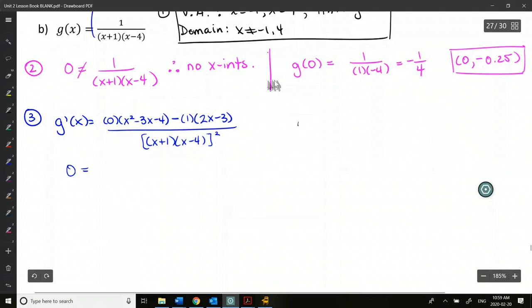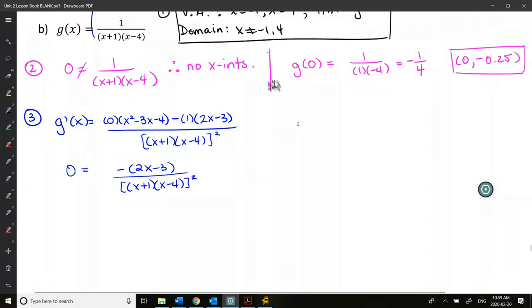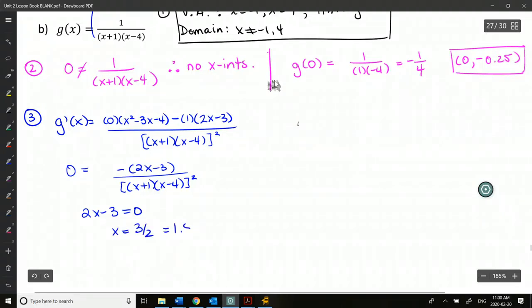And we're interested in where this equals 0. Okay, so this equals 0. We talked about this in our rational functions stuff yesterday. This equals 0 where the numerator equals 0. So in order to find where this is equal to 0, we just need to find where 2x minus 3 equals 0. Okay, and that will happen when x is 3 over 2, or 1.5.